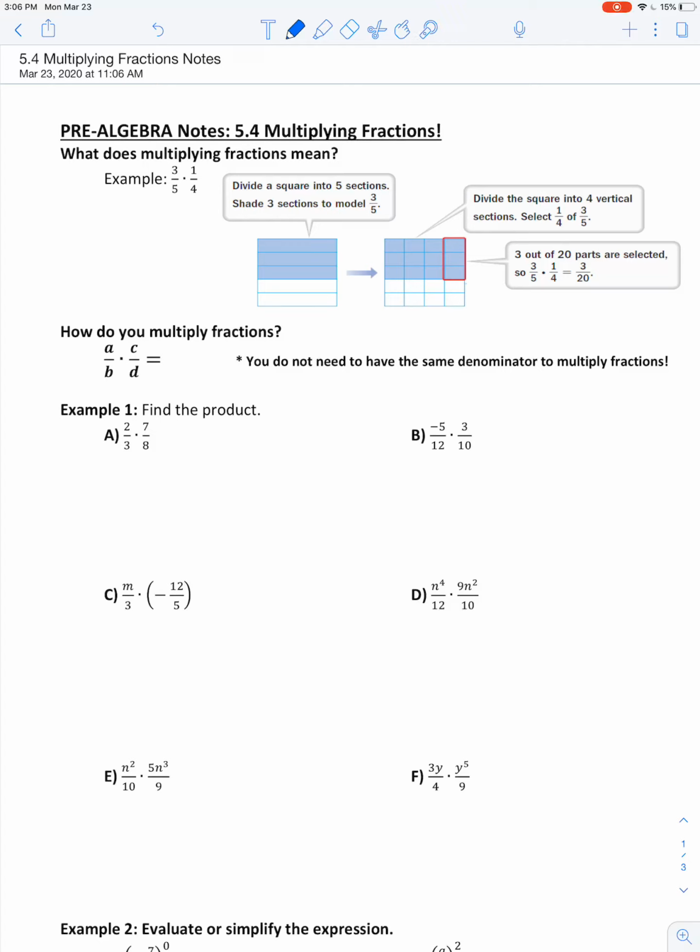Hello class, we are going to do lesson 5.4 today on multiplying fractions. So what does it actually mean to multiply a fraction?